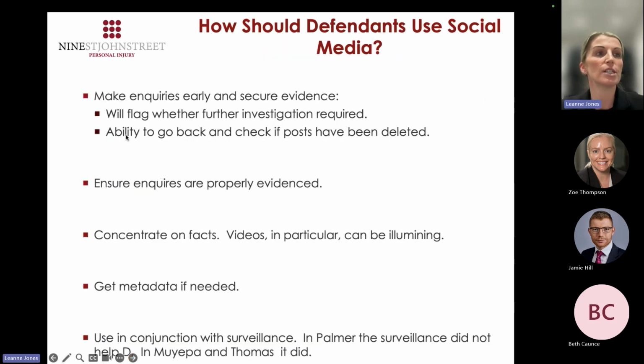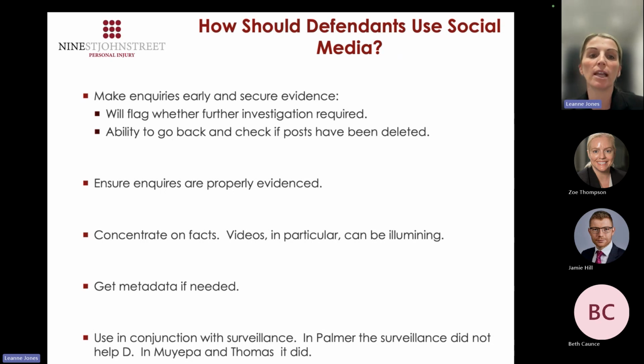So how should defendants use social media? Make inquiries early, flag whether further investigations are required. There will be the ability to go back and check if posts have been deleted, but dishonest claimants are likely to lock down or delete that social media when they bring a claim and they know they're lying about it. So the earlier the better in terms of securing that evidence.